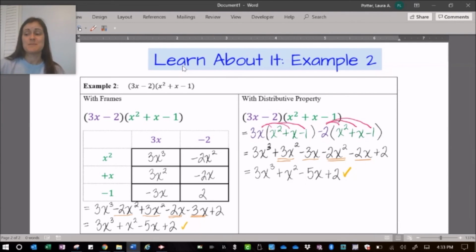So again, it doesn't matter if I'm choosing to use the frame model or I'm choosing to use the distributive property. Personally, I like the frame model because it helps me keep all of my information organized in a logical way, and I can see all of the parts of the distributive property happening. But you get to choose when you move on to the try it section and try some of these problems.